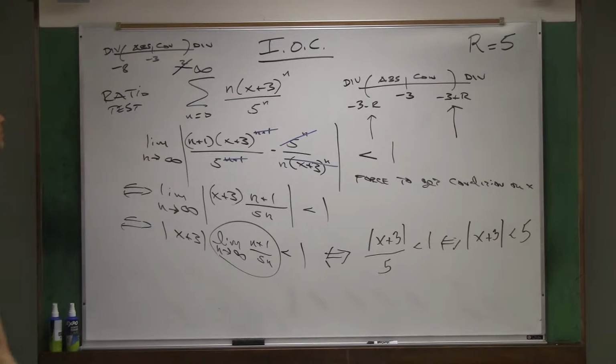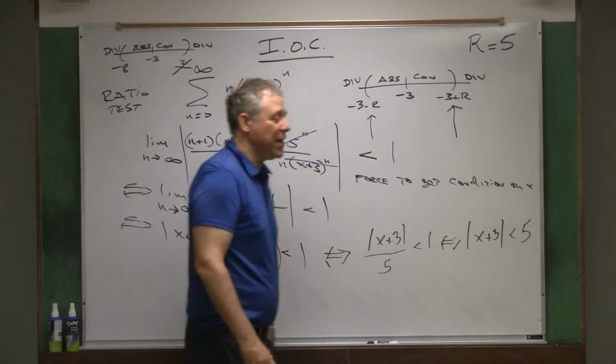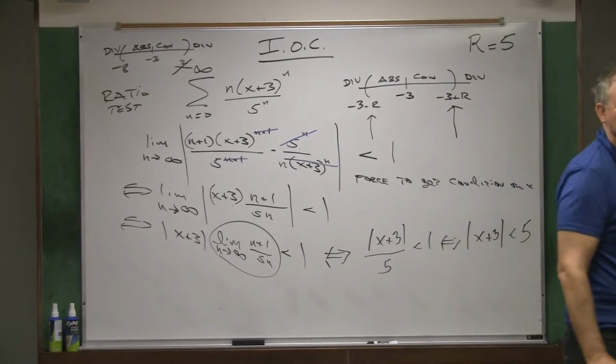Now what about -8? If you plug in -8, what do you get? -5 then. Which is what? What's the cancellation? What's (-5) to the n divided by 5 to the n?